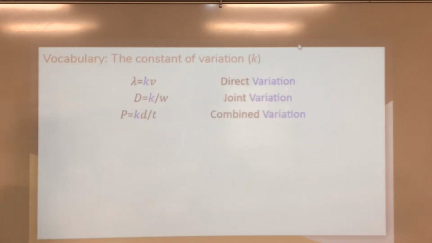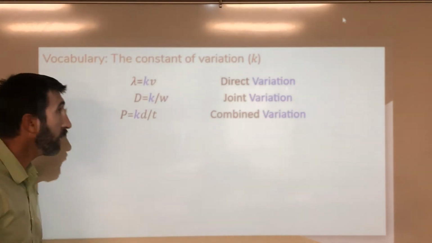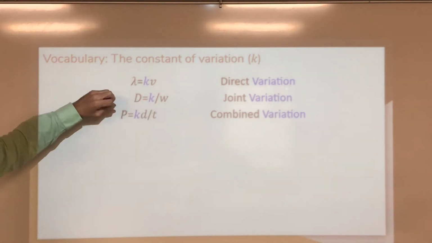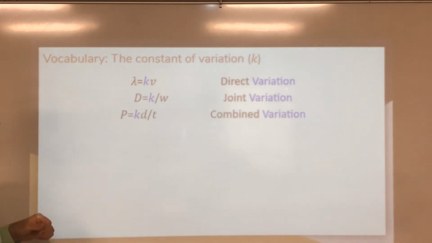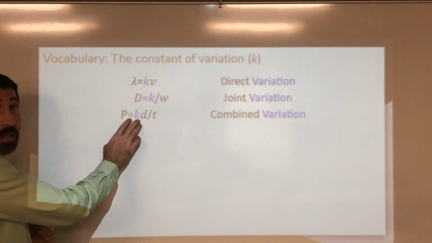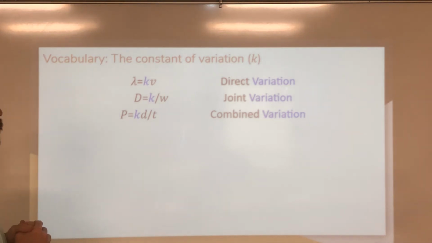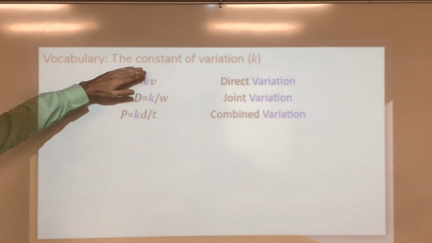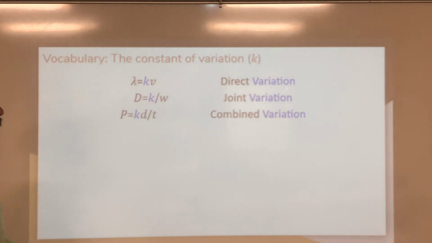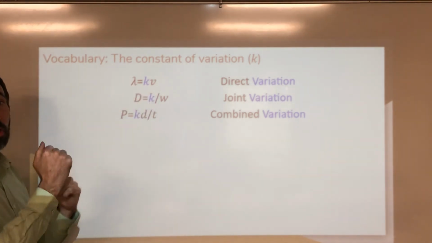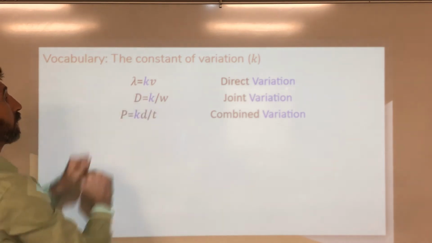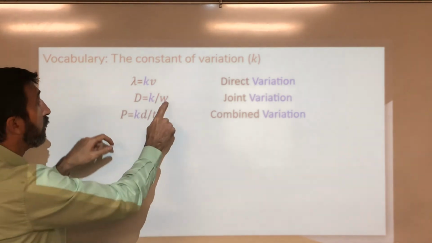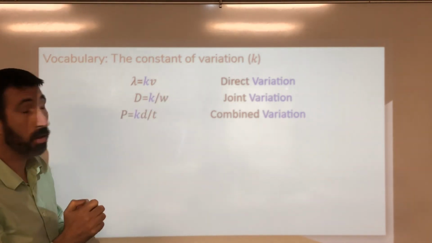Okay. So what does this mean? We just had a kind of a primer on these types of equations, right? As long as we have two of the variables, we can solve for the third. Notice that all of these equations had a k in it. K is considered our constant of variation. That means that these are our variables. They're changing. As v gets bigger, lambda gets bigger. As w gets smaller, d is going to get bigger. As w gets bigger, d is going to get smaller.